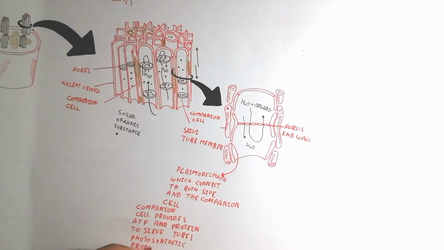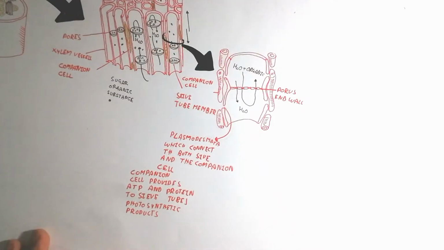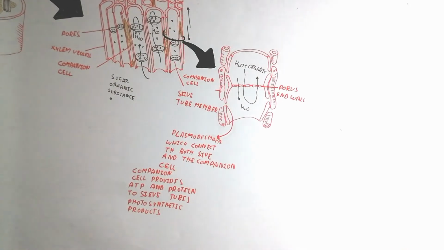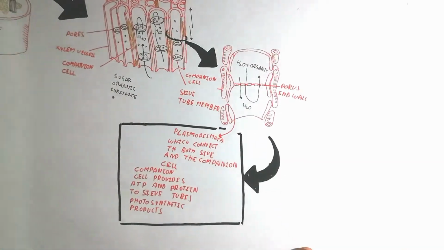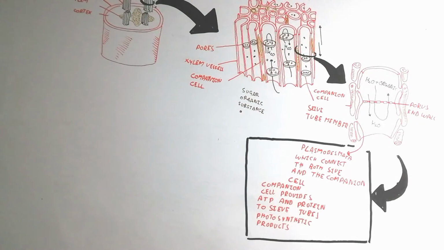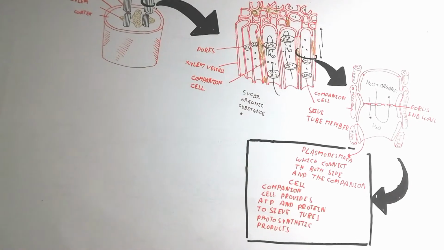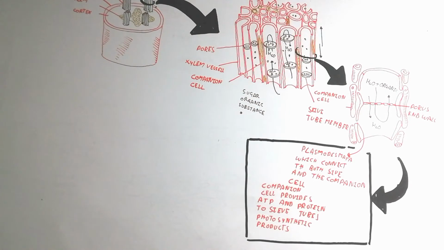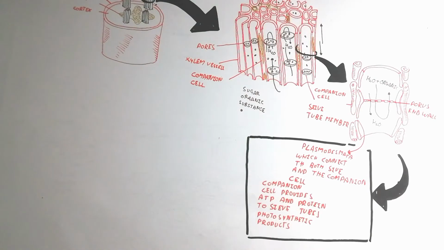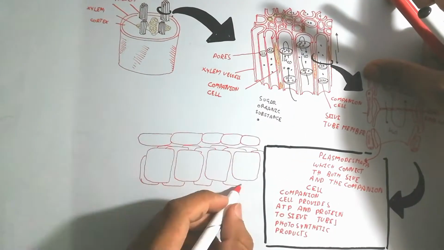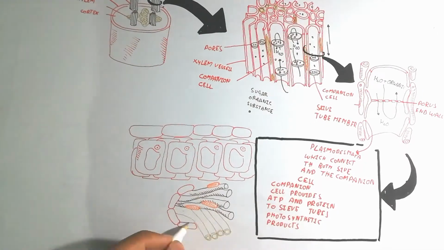So that's simple. Here the plasmodesmata contact both the sieve tube and the companion cell, and the companion cell provides ATP and protein to the sieve tubes, and photosynthetic products as well. So remember it. Now here we'll talk about the cross section of the leaf.